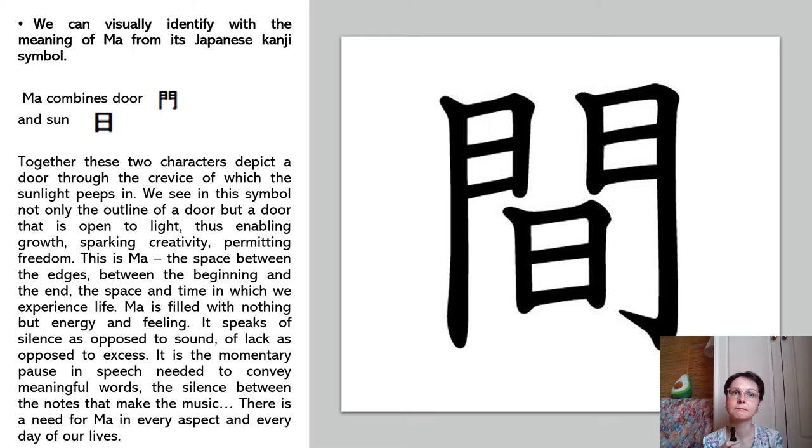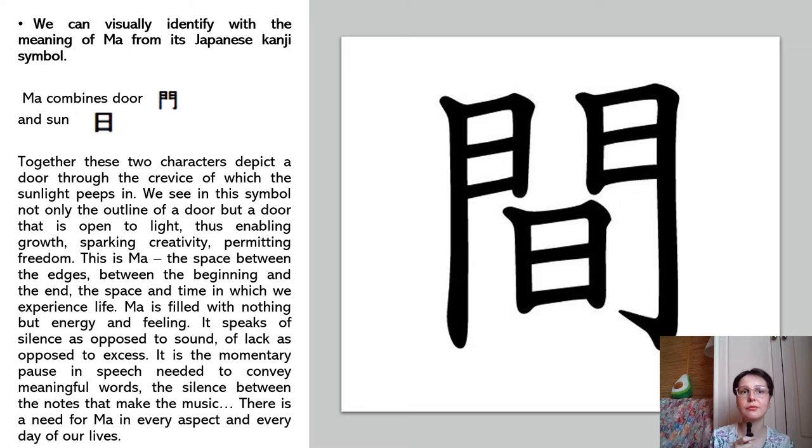And if we look philosophically at it, ma is the space between the ages, between the beginning and the end, the space and time in which we experience life. Also, we could feel ma in our body, in our space, in words, in music, in art. Next, I will show examples of it.